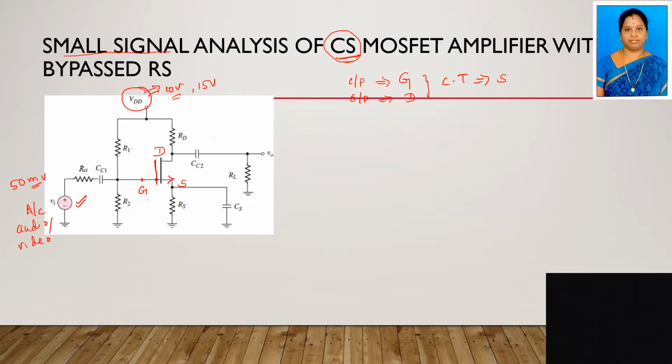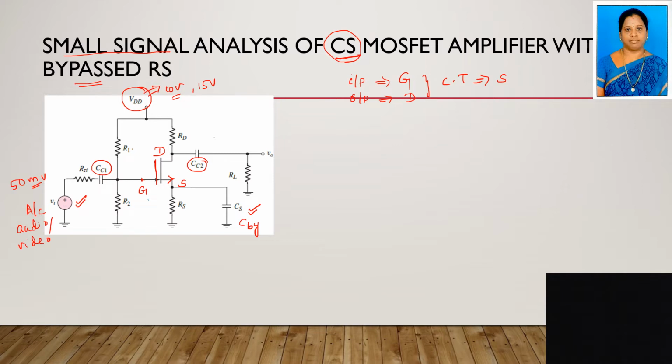So what is meant by bypassed RS? See here, across RS we have the source capacitor, also called the bypass capacitor. What is the role of this bypass capacitor? Generally all these capacitors will allow only the AC signal and block the DC signal. So why we have to connect this source capacitor across RS? First of all, we have to know all the elements in the amplifier.